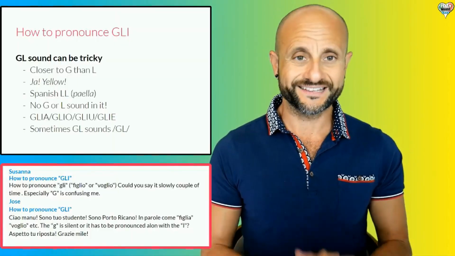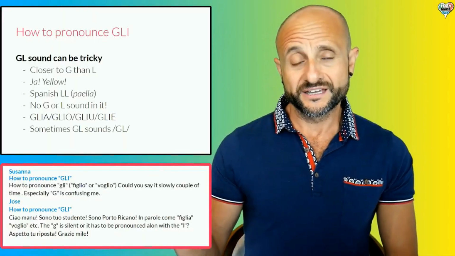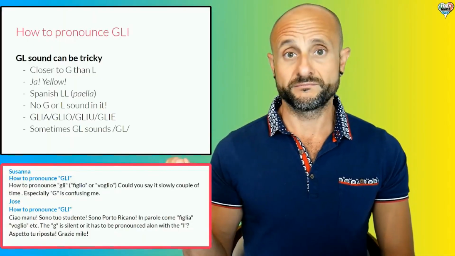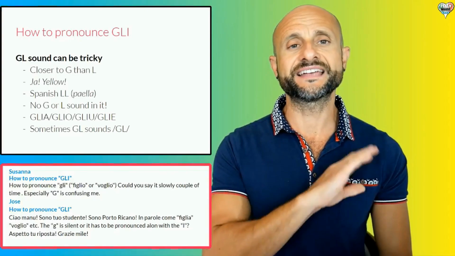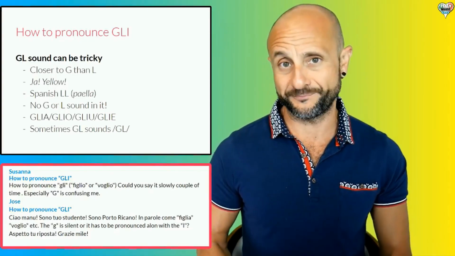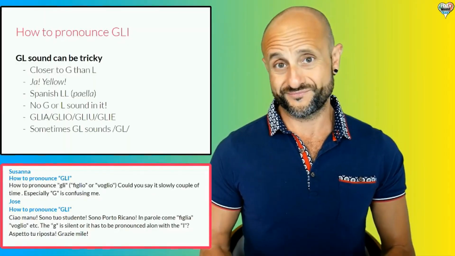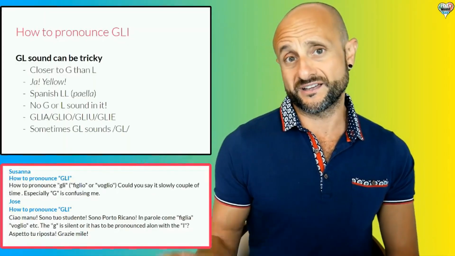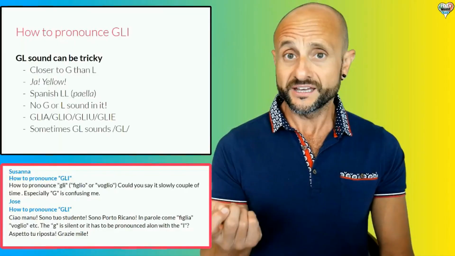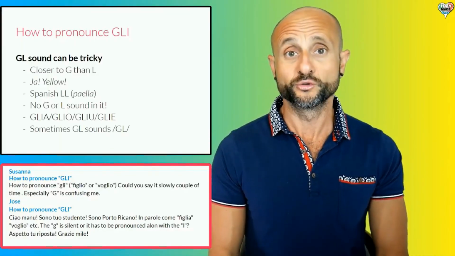Now, there are instances where the GL, or even GLI, is actually pronounced GL, like in English. And these are the scientific words. So if you think of glycerin, glicerina, glucose, glucosio, if it's a scientific word, chances are that GLI is pronounced gli, but in your life you will probably not need to do that much.